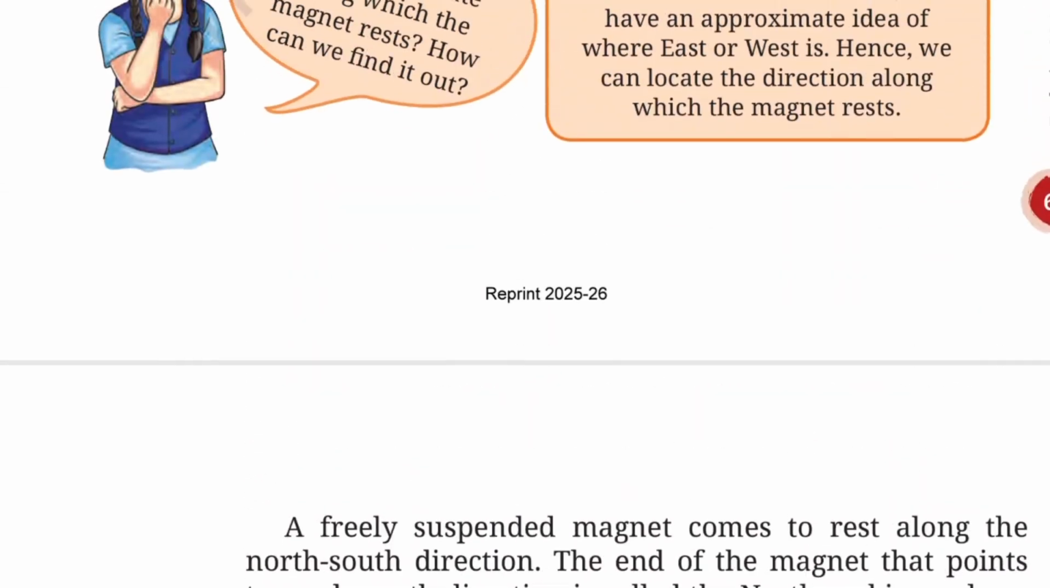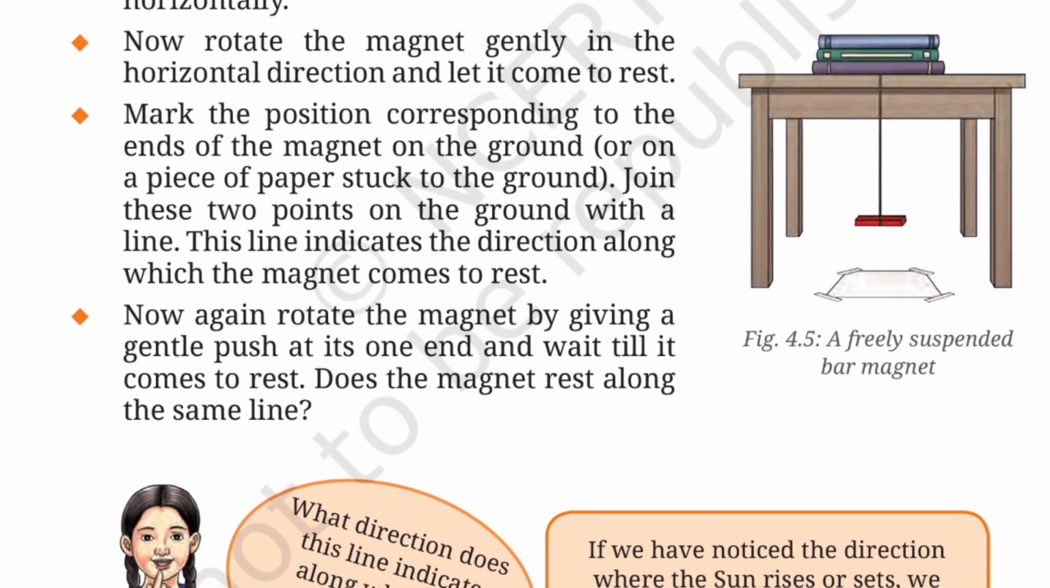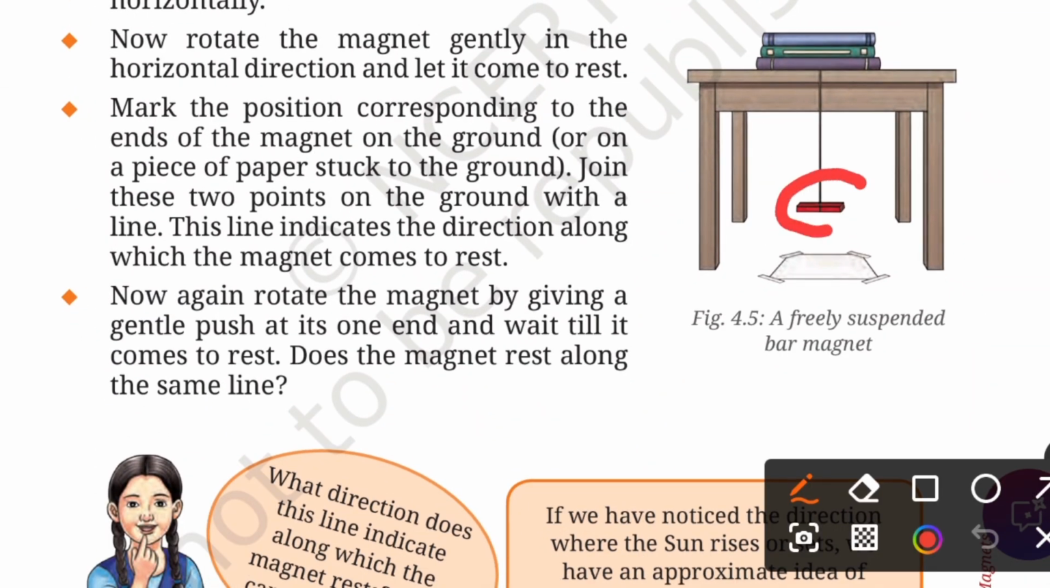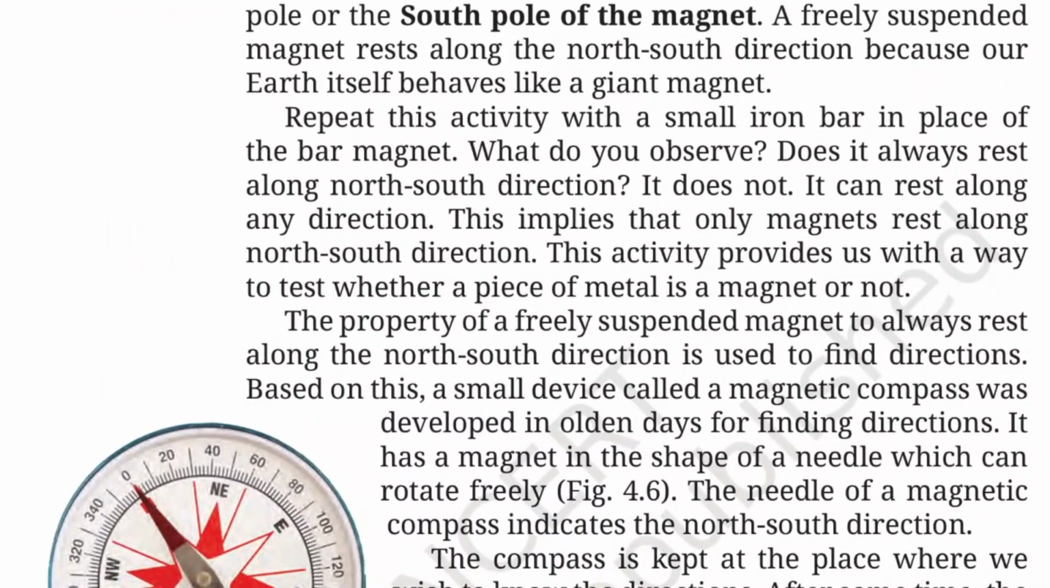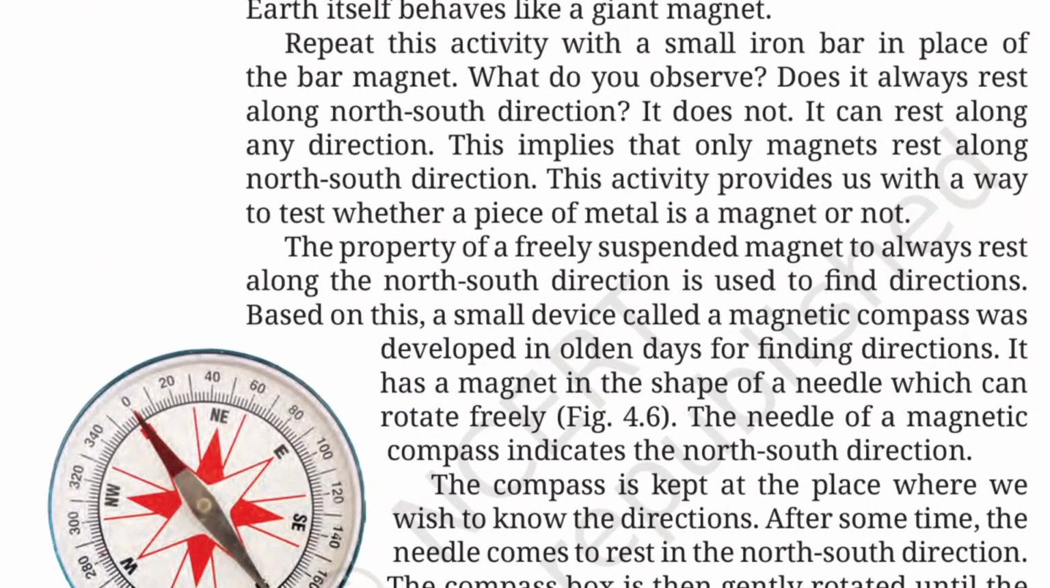अगर हम इस एक्सपेरिमेंट में इस मैग्नेट के अलावा किसी और आयरन मटेरियल को ले लेते हैं, कोई भी आयरन मटेरियल जो कि मैग्नेट नहीं है, तो वो कभी भी नॉर्थ साउथ डायरेक्शन में रेस्ट करता हुआ शो नहीं करेगा. क्यों नहीं करेगा? बिकॉज ओनली मैग्नेट्स हैव दिस प्रॉपर्टी टू रेस्ट एट नॉर्थ साउथ डायरेक्शन.